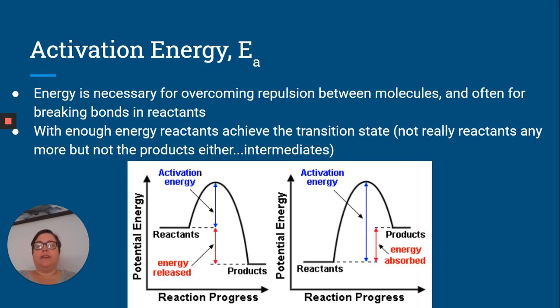So looking at activation energy, it's the energy necessary to overcome the repulsion between the molecules. It breaks the bonds of those reactants. And with enough energy, reactants can achieve a transition state. That's like an intermediate. It's not a reactant. It's not a product. And that can be shown on these graphs at the top of the hill, if you will.